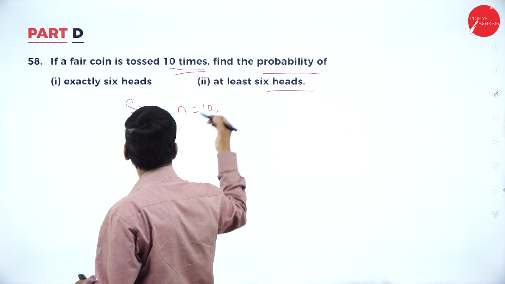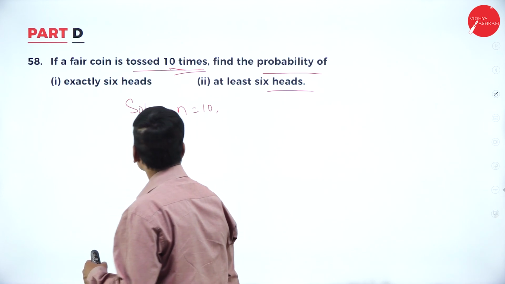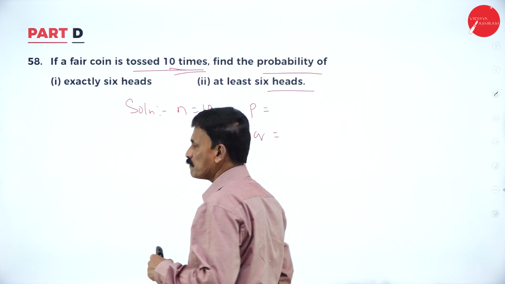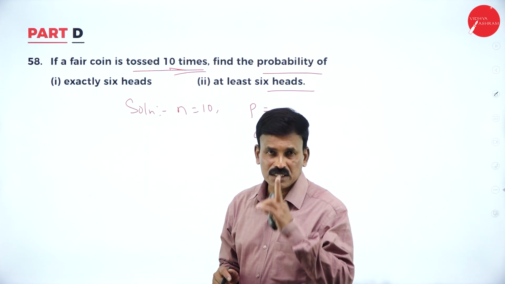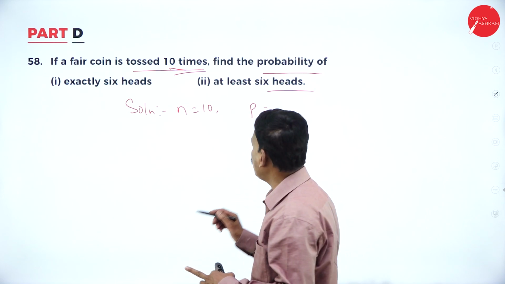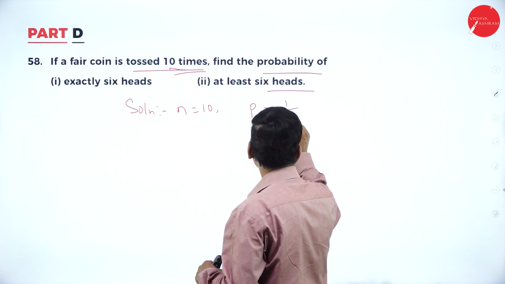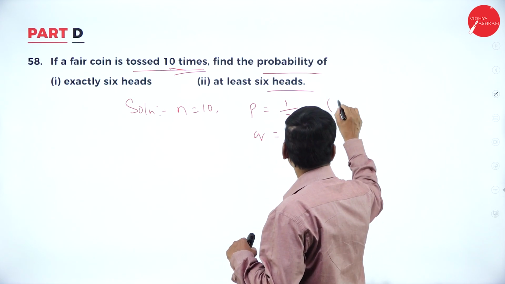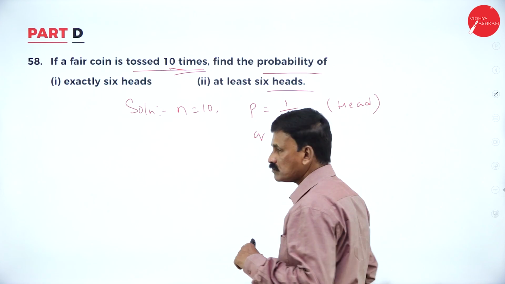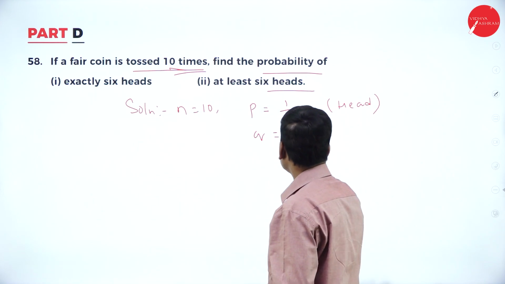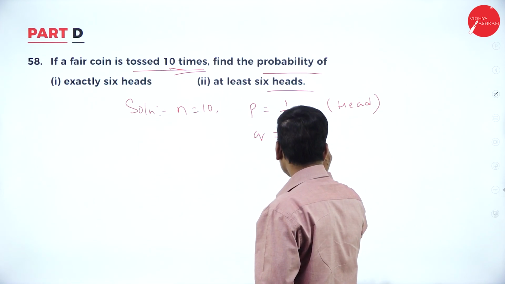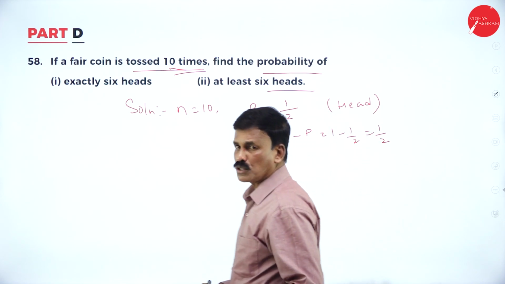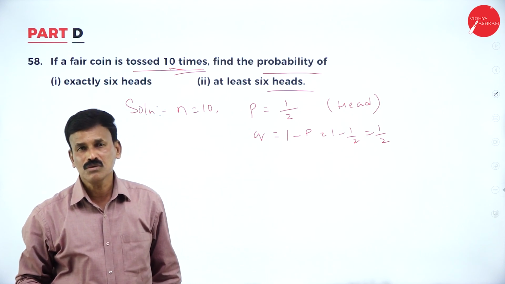Given n is equal to 10. A fair coin is tossed 10 times. Now write down p and q. What is p and q here? p is nothing but, in a single trial, in one trial, what is the probability of getting a head? So that is nothing but 1 by 2. In a single trial, the probability of getting a head is 1 by 2. And then q. What is q? q is equal to 1 minus p. That is nothing but 1 minus 1 by 2, that is also equal to 1 by 2. So p is equal to 1 by 2 and q is equal to 1 by 2.